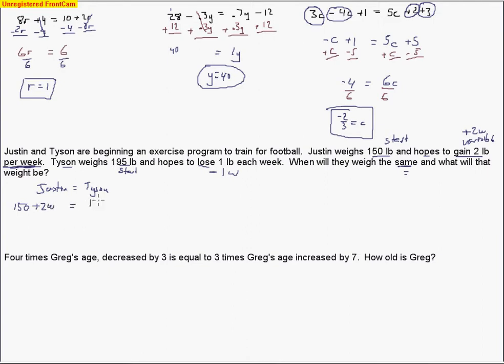Tyson starts at 195, and he hopes to lose, so that's why it's minus 1 pound per week. And when will they weigh the same? This is going to give us the number of weeks in which they'll weigh the same. So I'll add this 1w to both sides here. Again, I just chose that. I could have subtracted the 2 from both sides, but that would give me negative numbers, and I just preferred to have the positives. And then I'll subtract the 150.